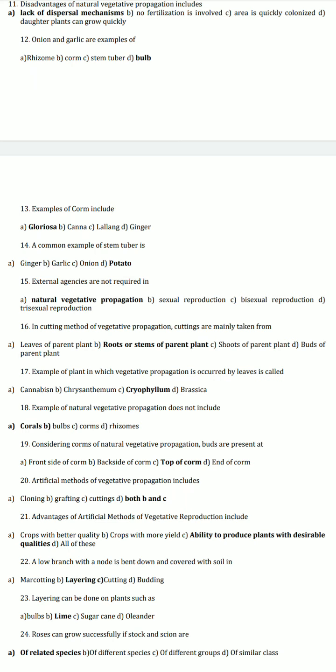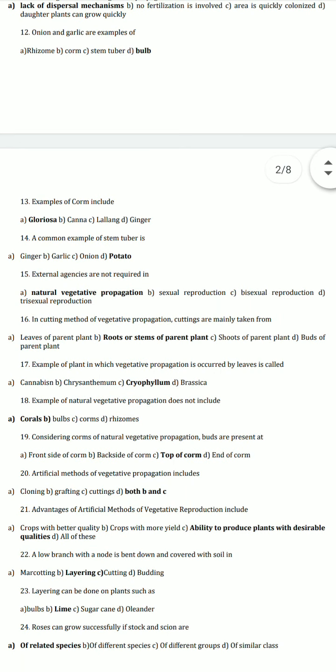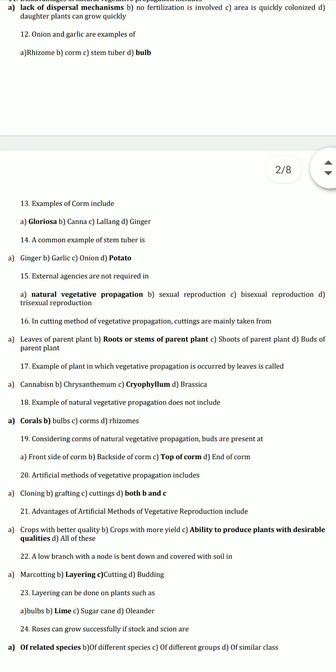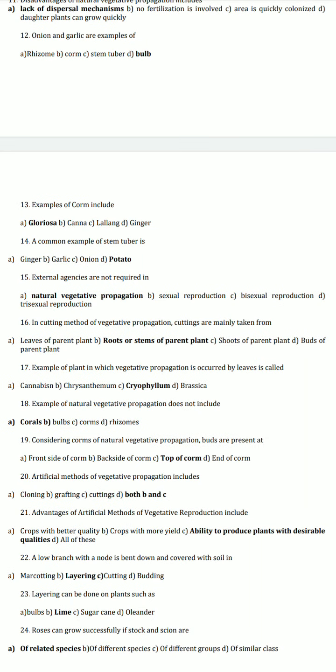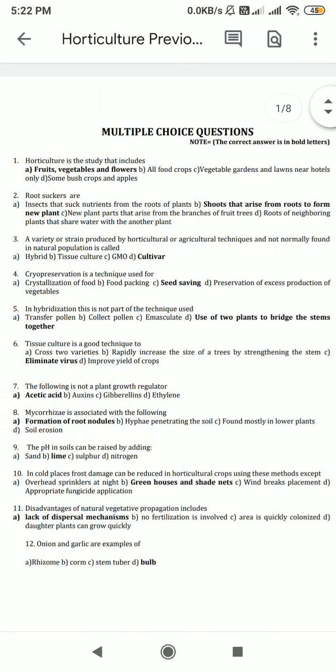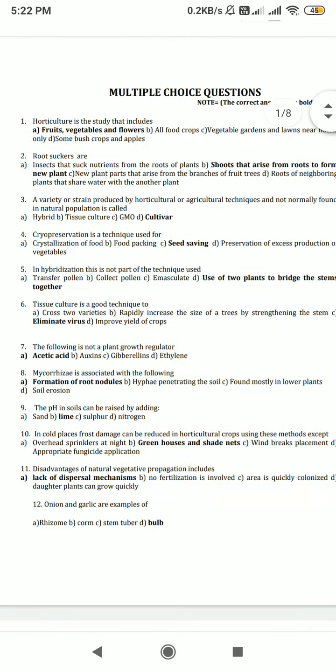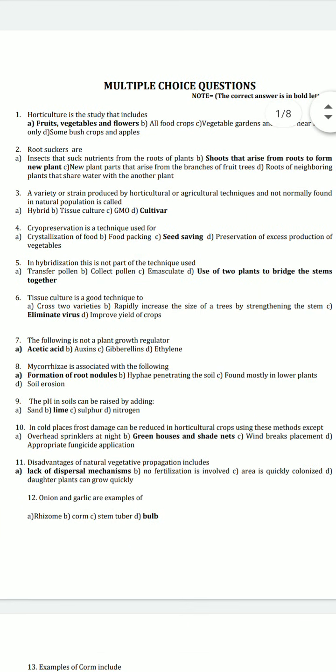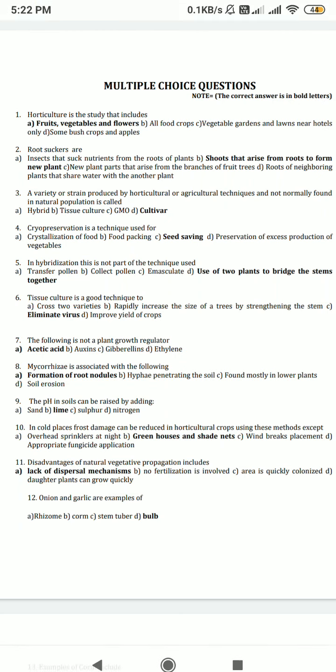A low branch with a node is bent down and covered with soil is called layering. Layering can be done on plants such as lime. Roses can grow successfully if the stock and scion are of related species. These are a few of the horticulture multiple choice questions asked in various competitive exams.